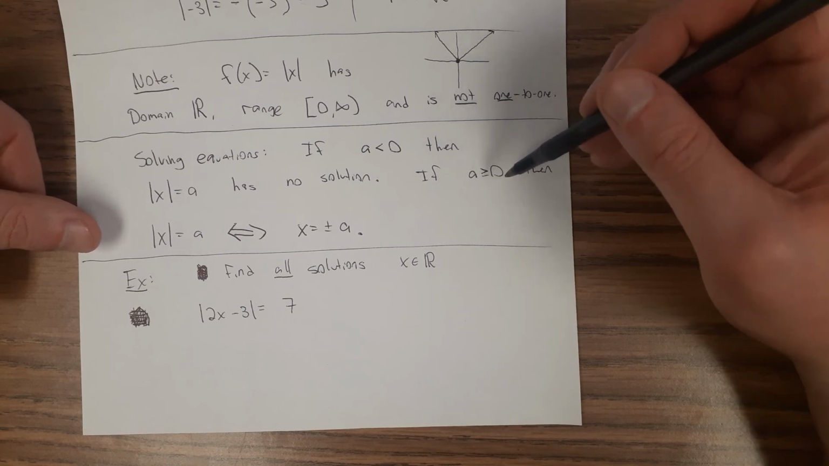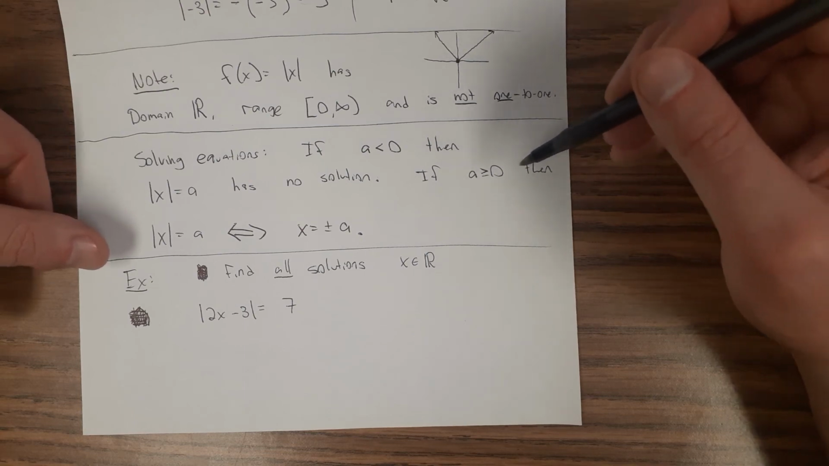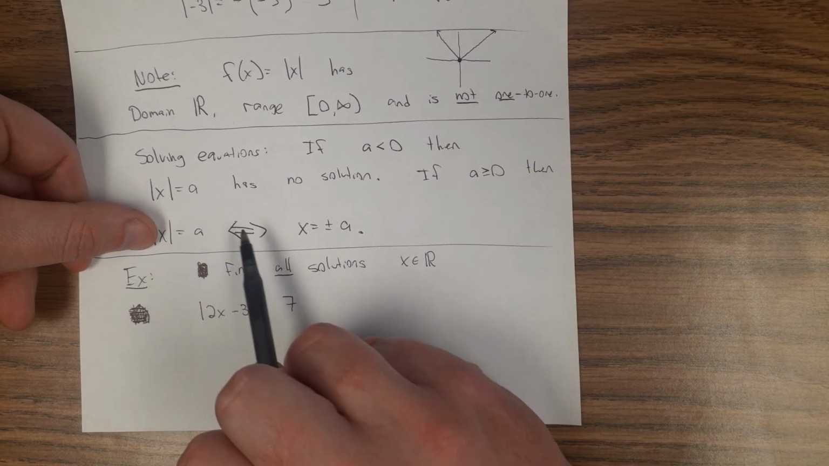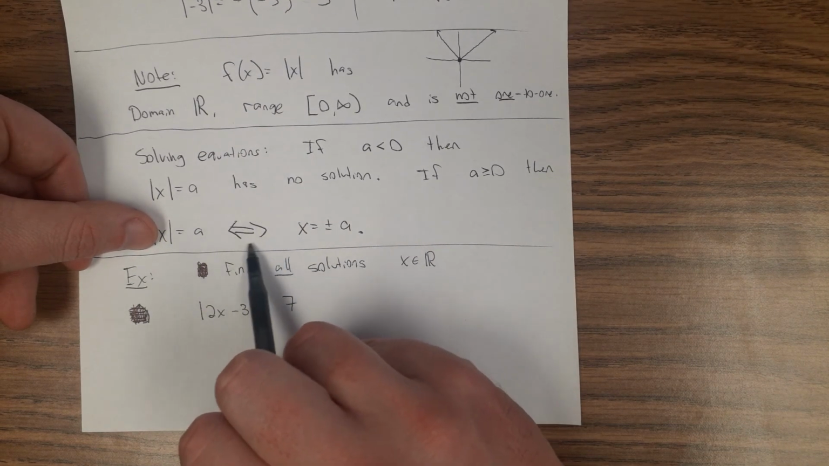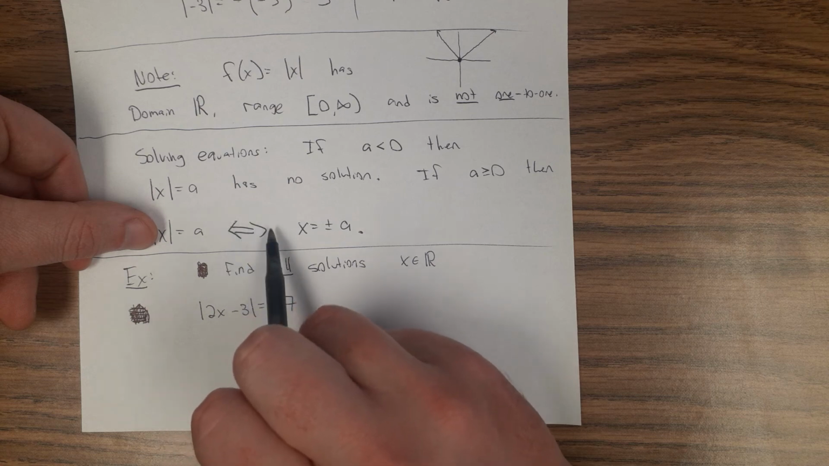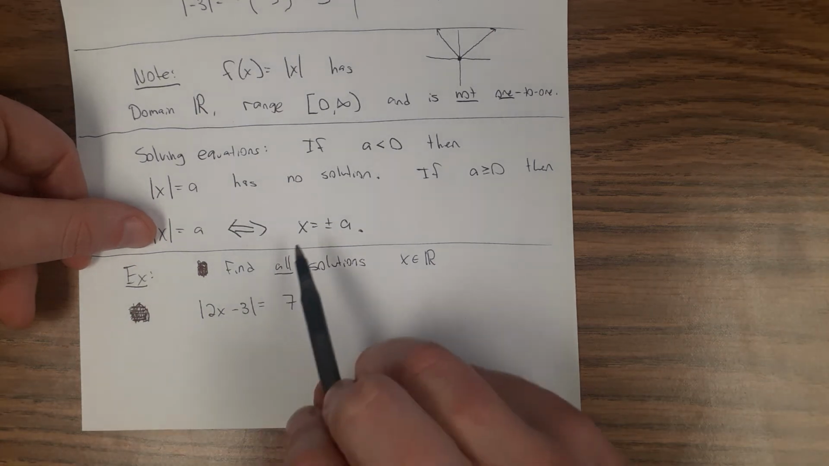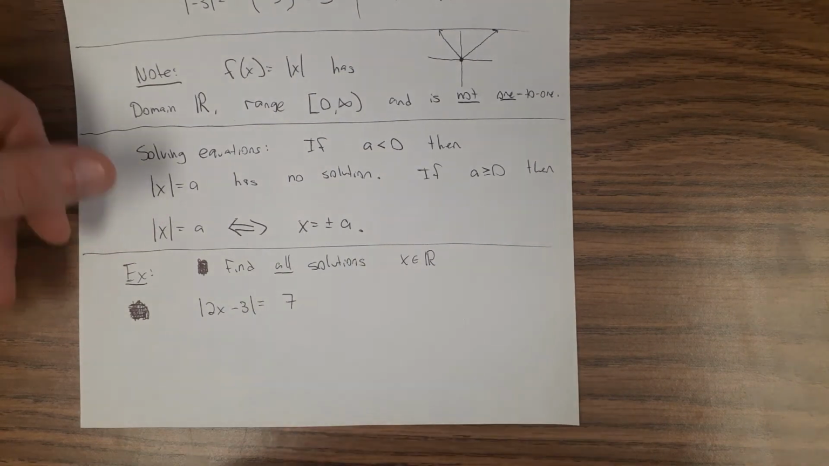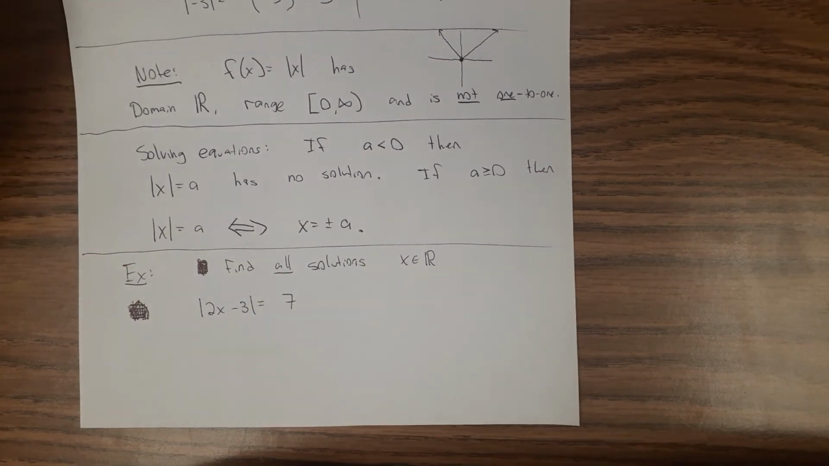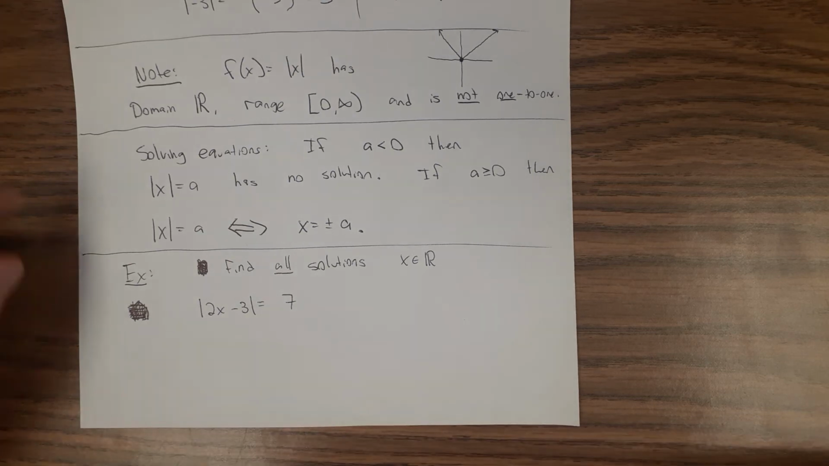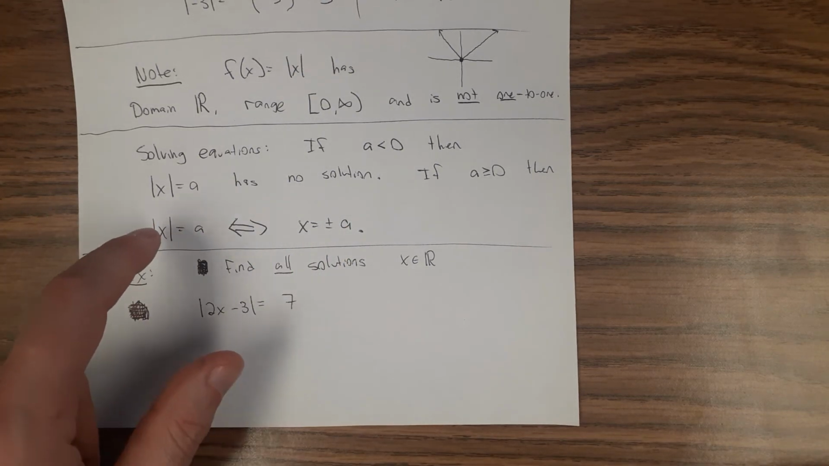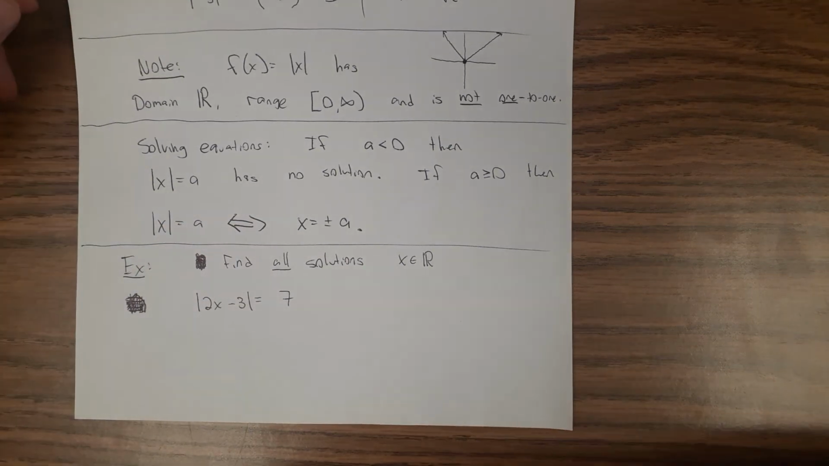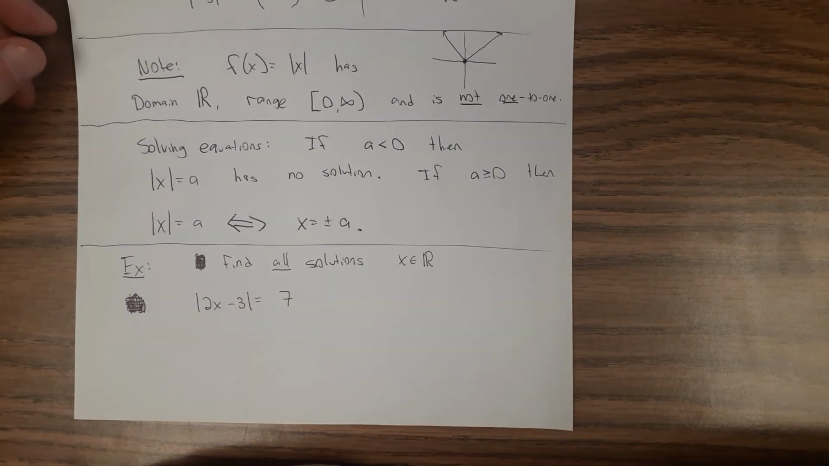However, if you don't have a negative number, you have a number that's greater than or equal to 0, and you have the same equation, this is true if and only if, and this is important, it's a double-sided arrow here. So I'm giving you all solutions for x. x is plus or minus a. And of course, that's how it works, because if x is a, then the absolute value of x is a, and if x is negative a, then the absolute value takes the negative away, and you still get a.